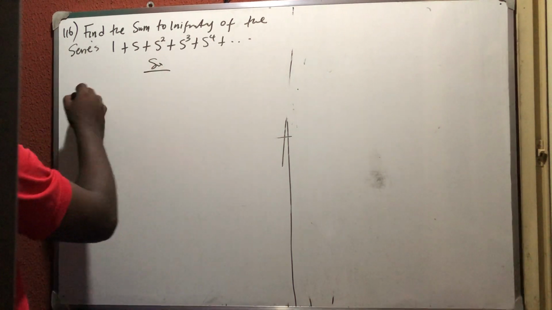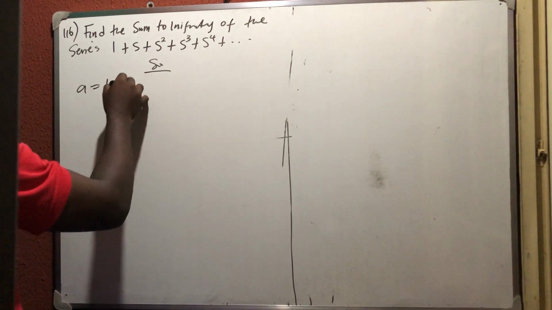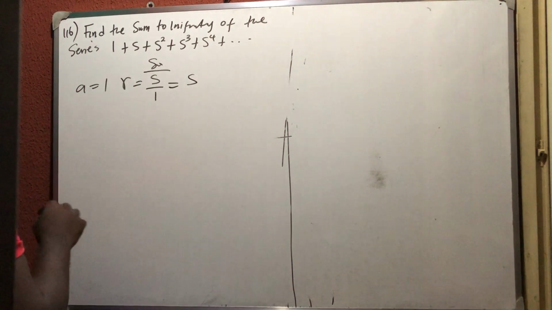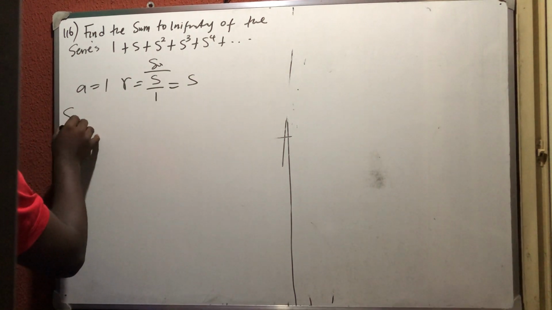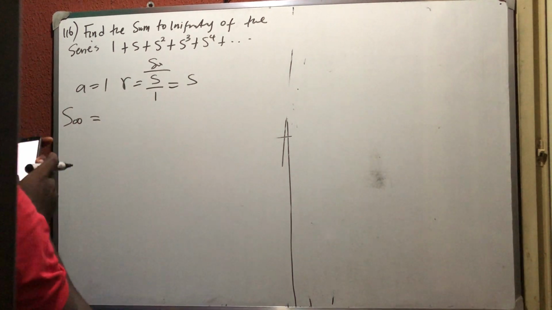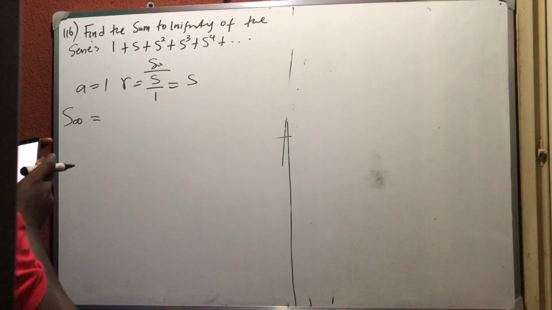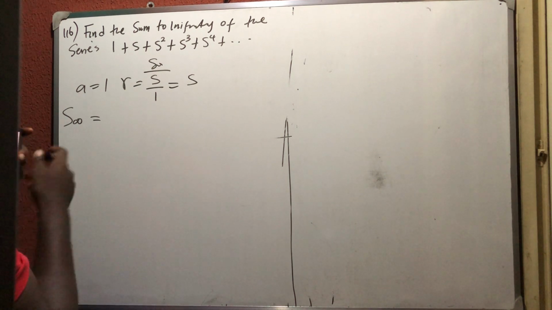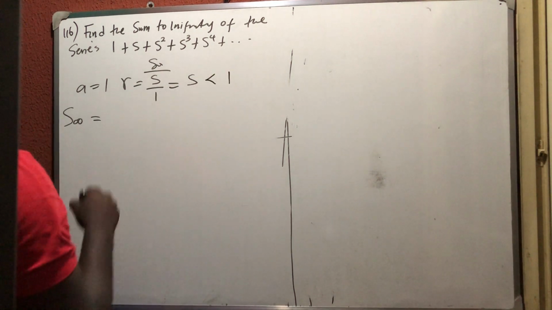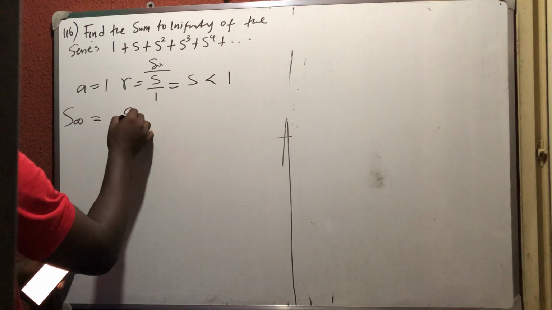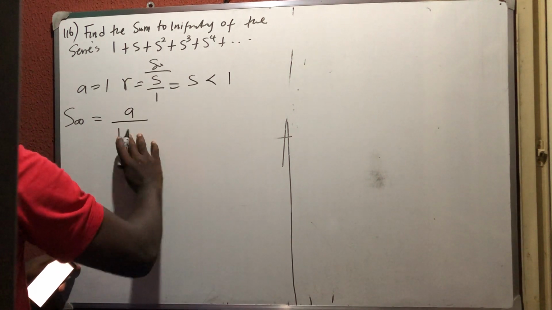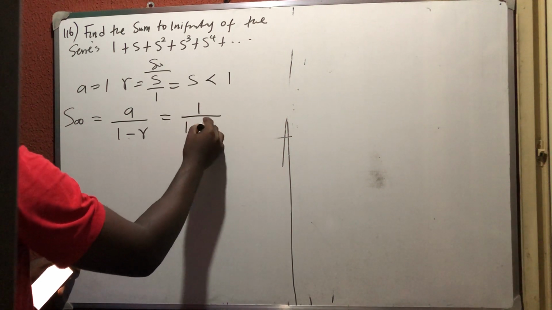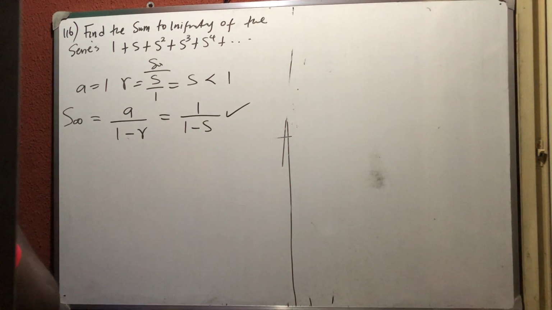So solution. My first term here is 1. My common ratio is what? The second term divided by the first term, which is s. Okay? So sum to infinity depends on if s is greater than 1 or less than 1. Let's assume that s is less than 1. So sum to infinity is given by a over 1 minus r, which is what? My a is 1, all over 1 minus s. So that is the answer.